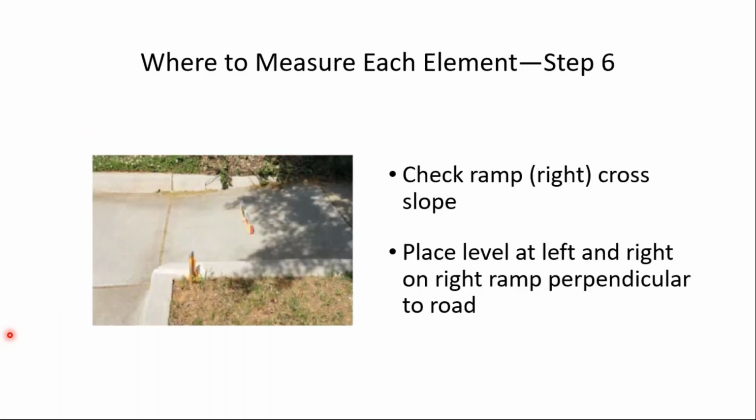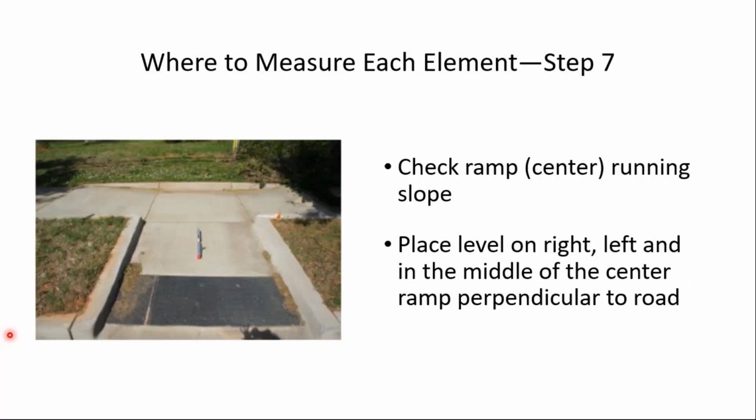And then step 6 would be to check the ramp right cross slope. So put the level at the left and right on the right ramp perpendicular to the road. Then step 7, an added step here, is we need to check the ramp running slope. So put the level on the right, left, and in the middle of the center ramp perpendicular to the road.